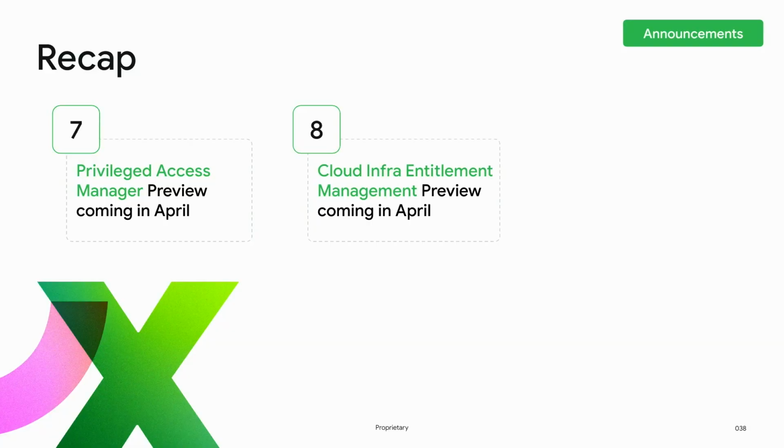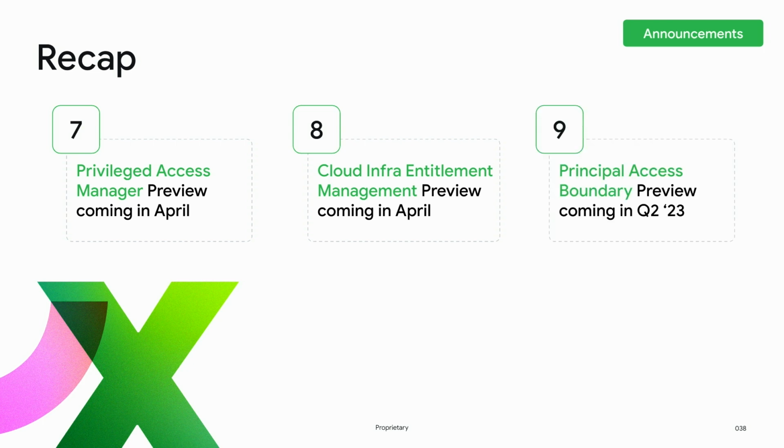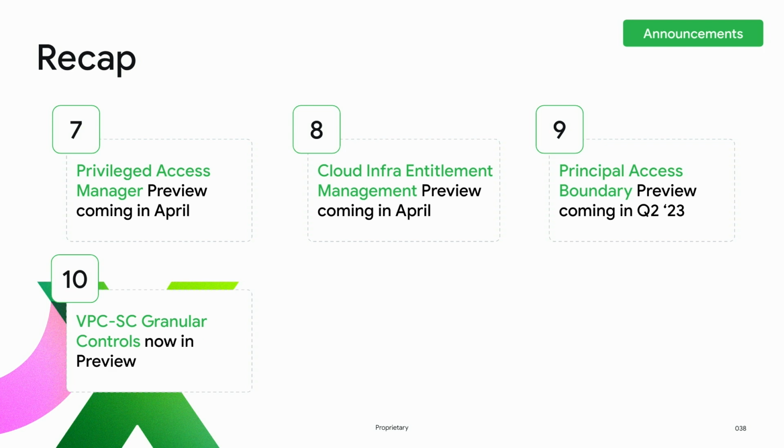Privileged Access Manager preview starts rolling out later this month across all Google Cloud geos. Cloud Infra Entitlement Management as part of Security Command Center Enterprise starts rolling out later this month across all service geos. Principal Access Boundary, that's an amazing new control to specify the extent of access, rolls out May or June based on how the rollouts happen. VPC-SC Granular Controls is now in preview.